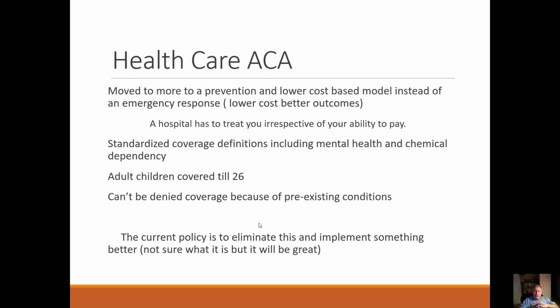The other thing it did is it standardized coverage definitions, including mental health and chemical dependency. Prior to the Affordable Care Act, there was no standard definition. You really had no clue what your policy was covering or what it wouldn't, which left a lot up to healthcare companies. With the Affordable Care Act, they standardized that you have to define certain things. You can do add-ons and other things, but there's a standard definition if I'm comparing policies. From your benefit, adult children covered to 26.